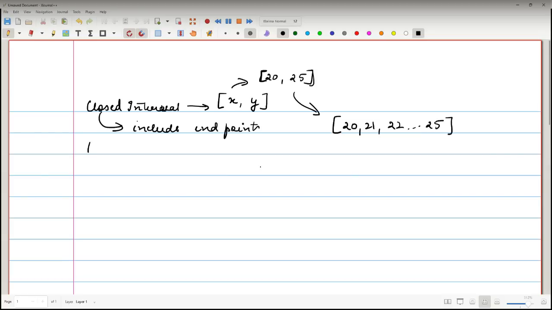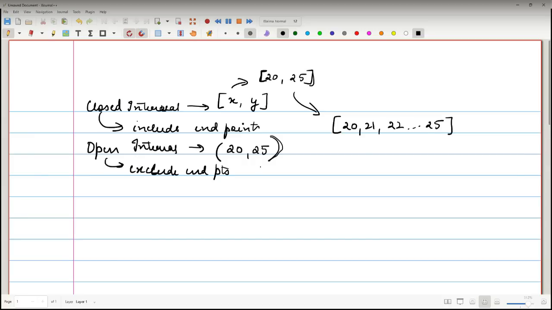On the other hand, if you take an open interval, I'll show the difference with the same example. Open interval means, let's say I want to find all the numbers between 20 and 25, and I'm saying do this with a round bracket. So we exclude endpoints.